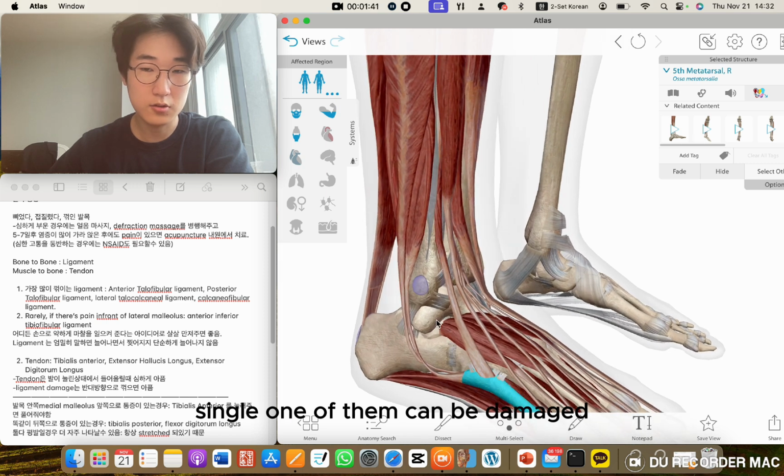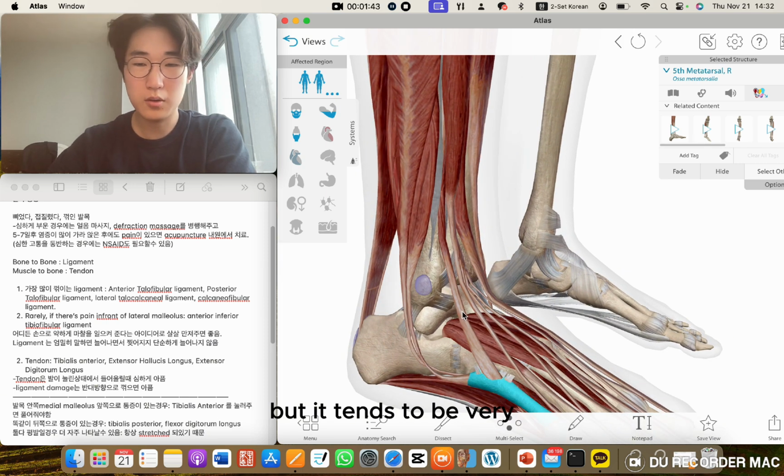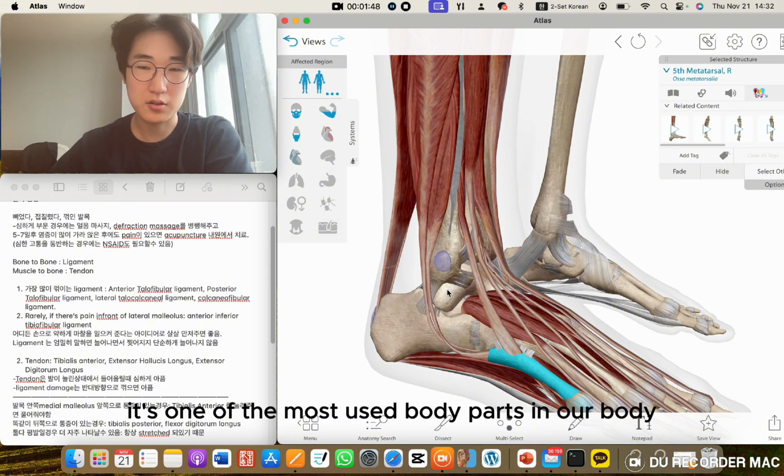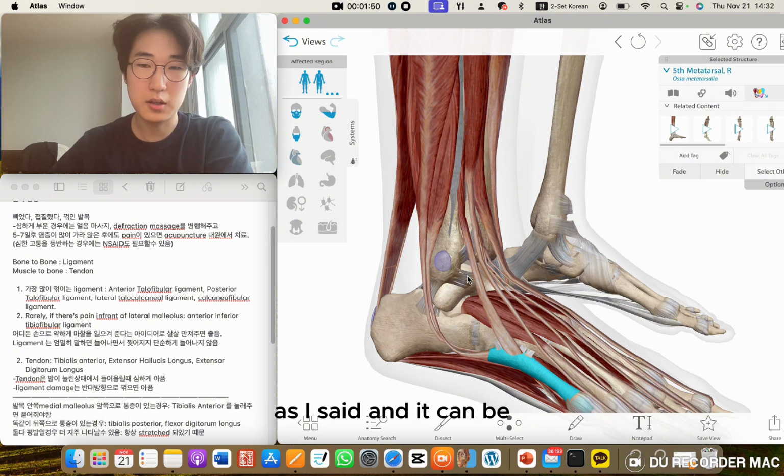A single one of them can be damaged, but it tends to become very chronic easily because it's one of the most used body parts in our body, as I said, and it can be damaged if it's not healed properly.